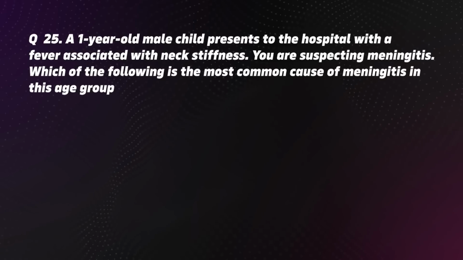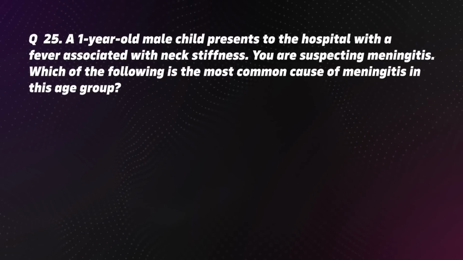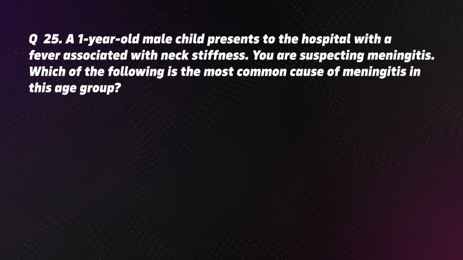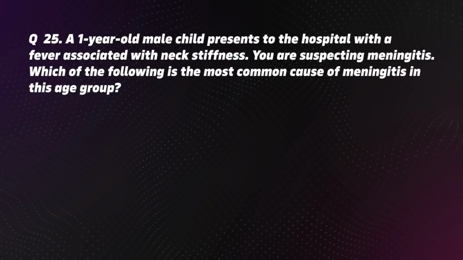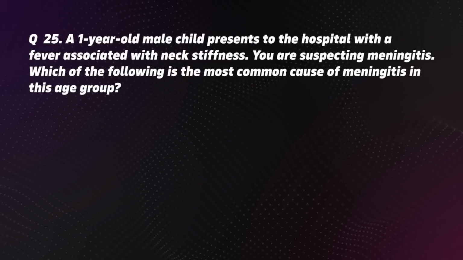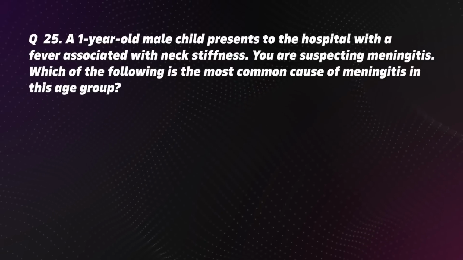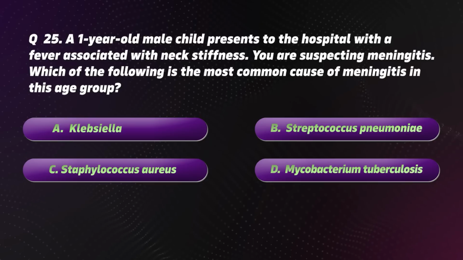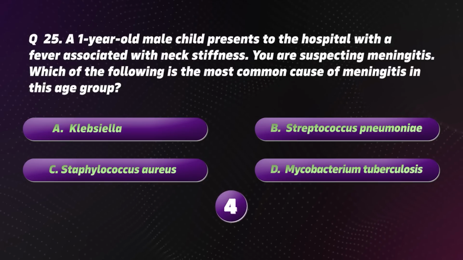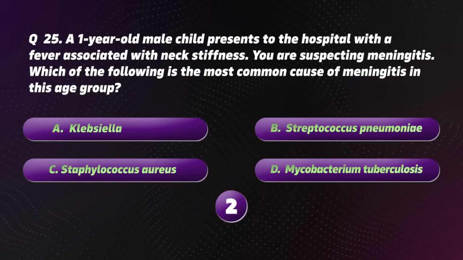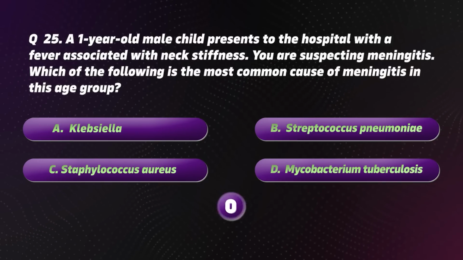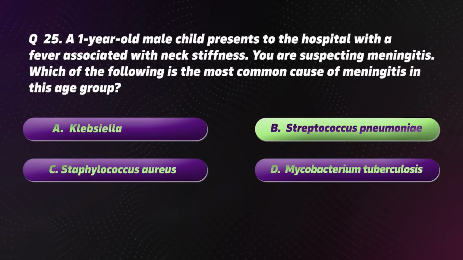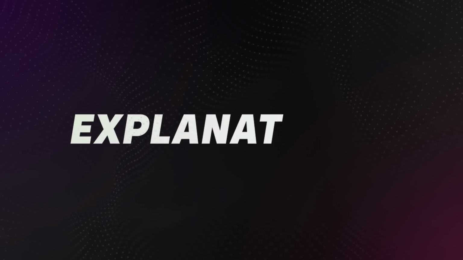Question 25. A 1-year-old male child presents to the hospital with a fever associated with neck stiffness. You are suspecting meningitis. Which of the following is the most common cause of meningitis in this age group? Here are the options. A. Klebsiella. B. Streptococcus pneumoniae. C. Staphylococcus aureus. D. Mycobacterium tuberculosis. And the correct answer is option B. Streptococcus pneumoniae. Here's the explanation.